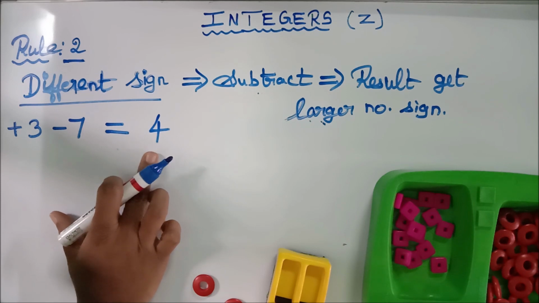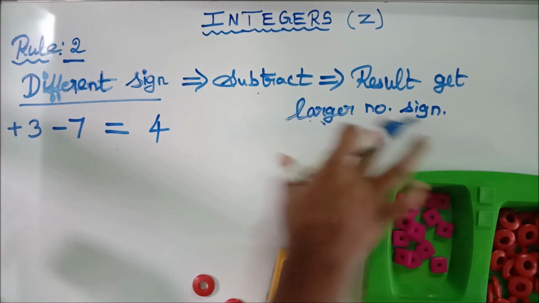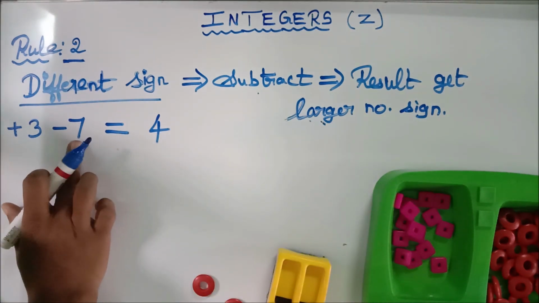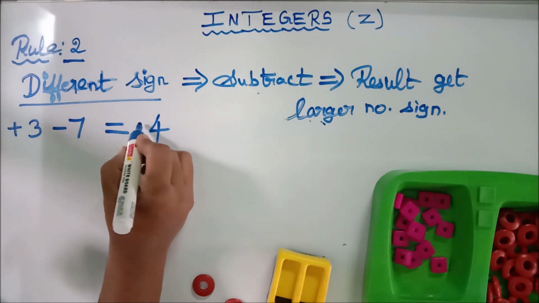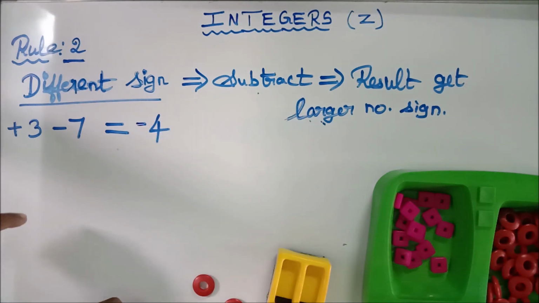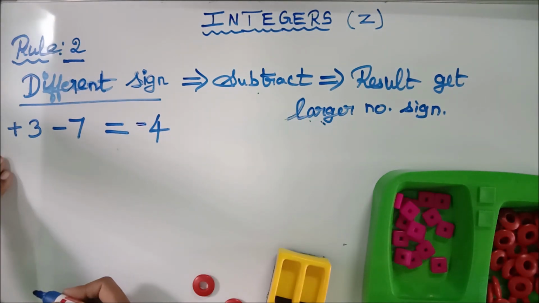The result gets the symbol of the larger number. Which is the larger number here? 7. What is the symbol for 7? Minus. So you have to assign the symbol minus to 4. So your answer is minus 4. Okay, now we are going to do the activity for this sum.